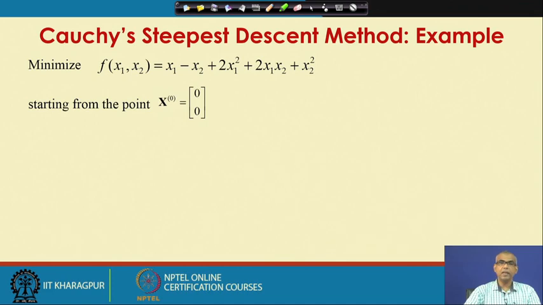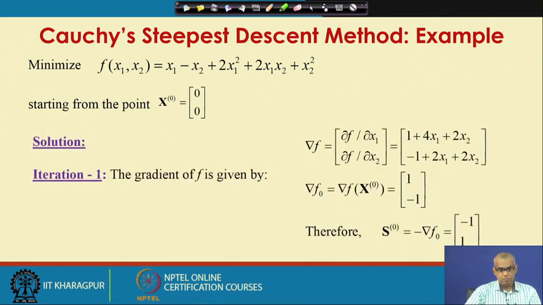Now, let us take an example to understand how Cauchy's steepest descent method works. So, we have taken a two variable function x 1 minus x 2 plus 2 x 1 square plus 2 x 1 x 2 plus x 2 square. We want to minimize it starting from the point 0 0. So, x 1 equal to 0, x 2 equal to 0. So, let us start iteration number 1.